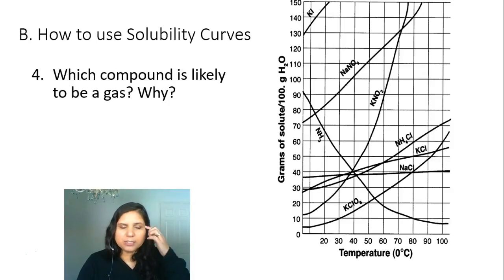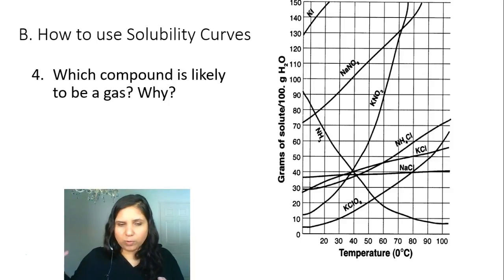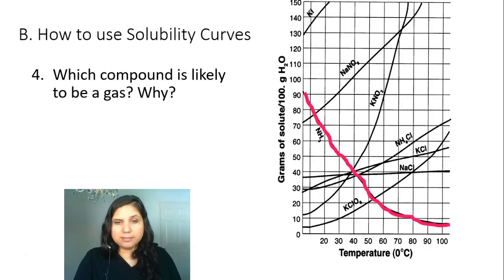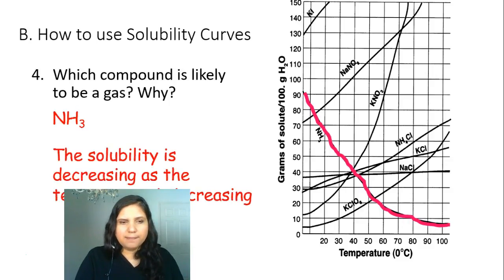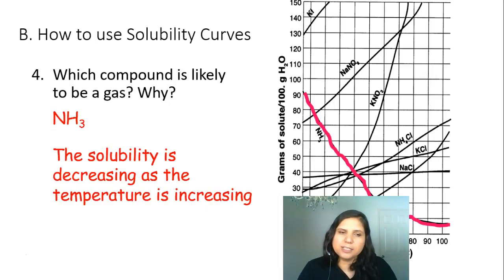All right, number 4, which compound is likely to be a gas and why? So in the beginning, I told you that gases decrease in solubility as temperature increases. And so which one decreases in solubility as temperature increases? The one that slopes downwards. So which one does that? This one right here. Ammonia. Okay, and we'll write that. The solubility is decreasing as the temperature is increasing.